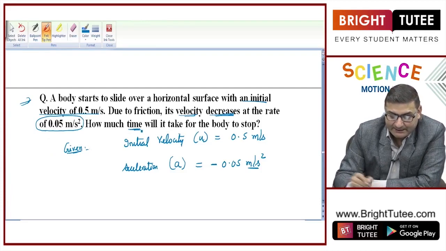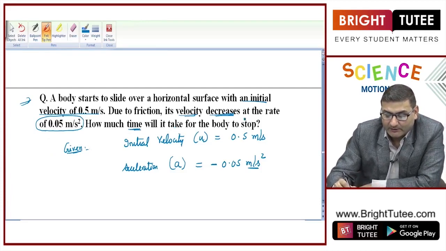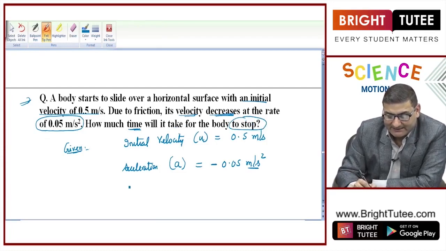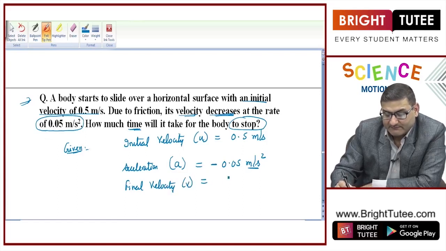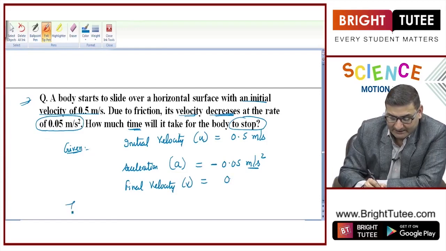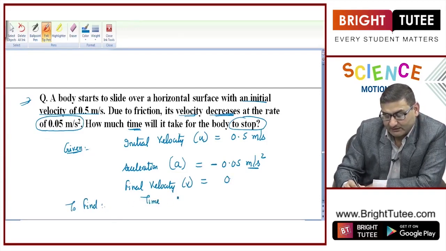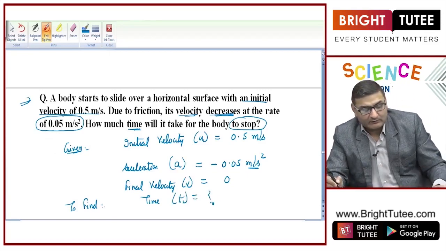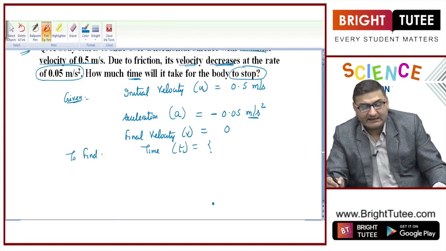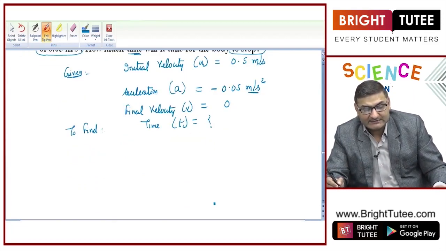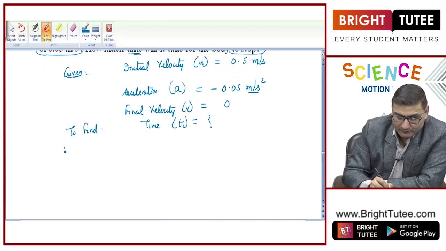How much time will it take for the body to stop? If the body is finally stopping, that means its final velocity, that is small v, is 0, and we need to calculate the time taken for the body to stop. We need to calculate t. u, v and a are given to me. So, I will once again apply the first equation of motion.